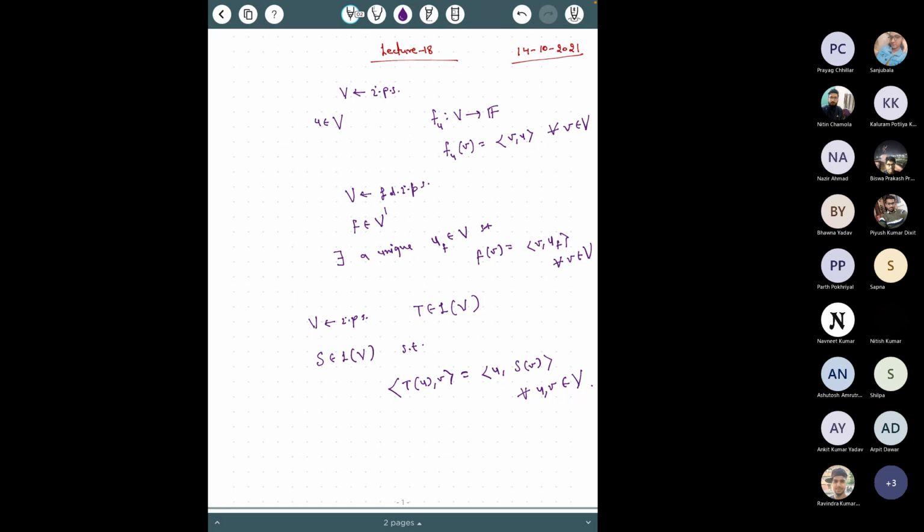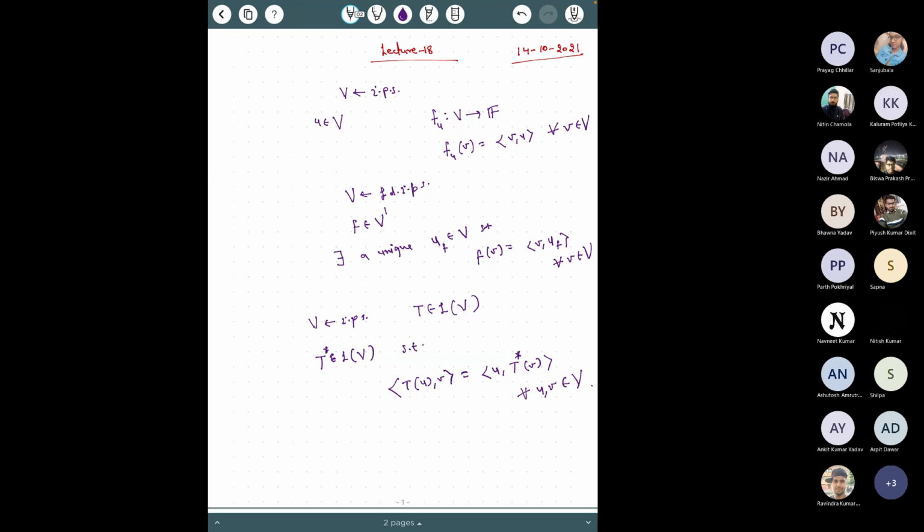We did not talk about the existence of the adjoint of a linear operator, but we saw that if the adjoint exists, then it is always unique. So uniqueness is true, and therefore we can denote this adjoint by the notation T star. The existence is not clear at this point, but if it exists, then it is always unique. This we also saw in the last class.